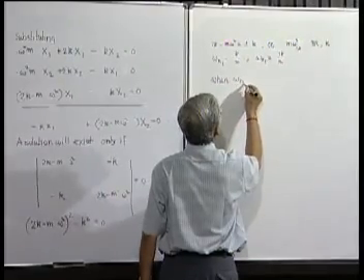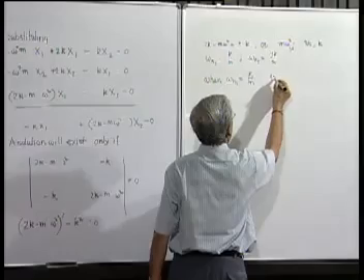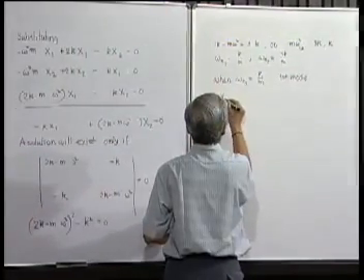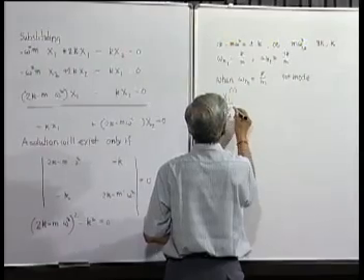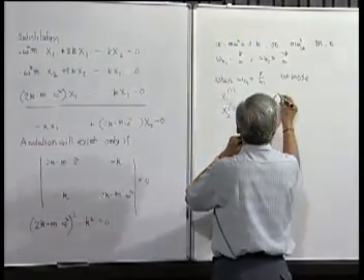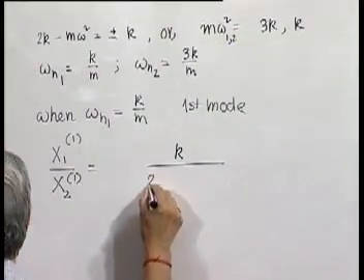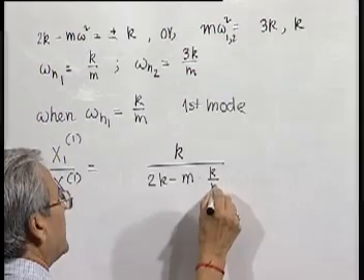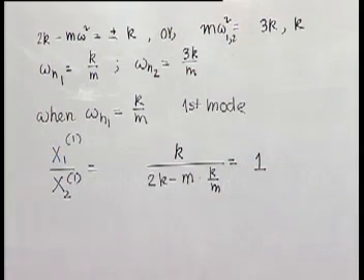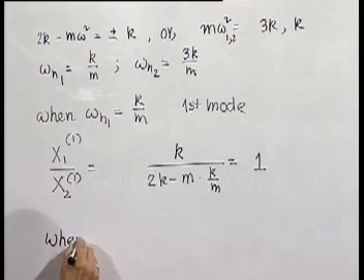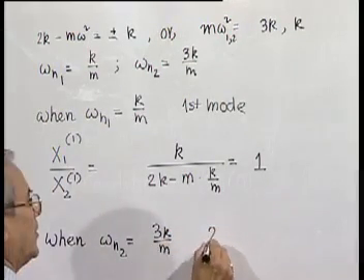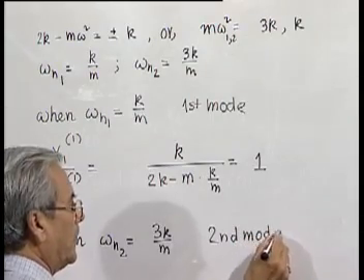Now after we get the natural frequencies, for each natural frequency what will be the mode shape? If we take this equation for example, and substitute the value of omega, we will get the ratio. That means when omega n equal to root of k by m, let that be the first mode. From this equation we can get X1 in the first mode by X2 in the first mode equal to k divided by 2k minus m omega square. Now this omega square will be k by m.